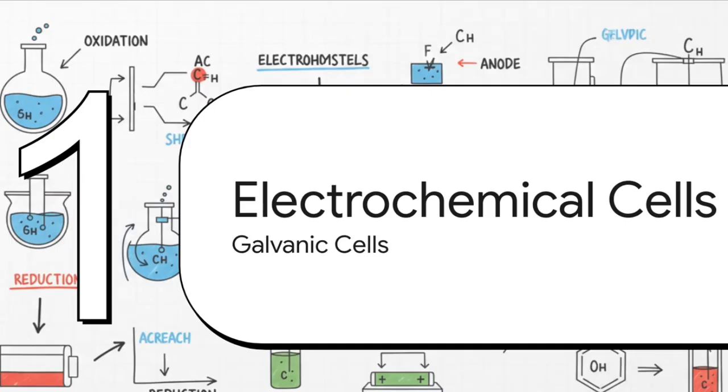All right, let's kick things off with the absolute fundamentals. What even is an electrochemical cell? Well, to put it simply, it's just a cool little device that turns chemical energy into electrical energy. And the most common example, the one you'll see everywhere, is the galvanic cell.